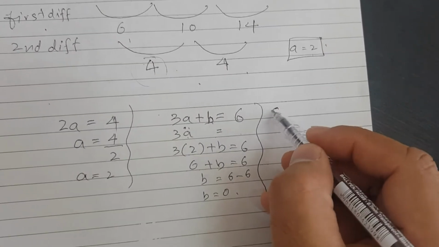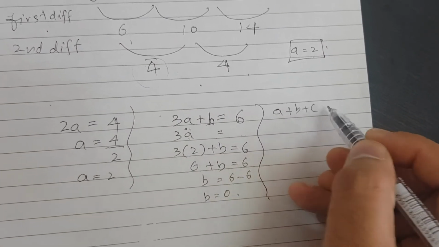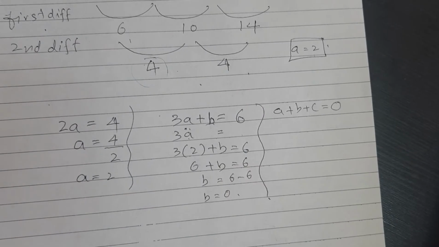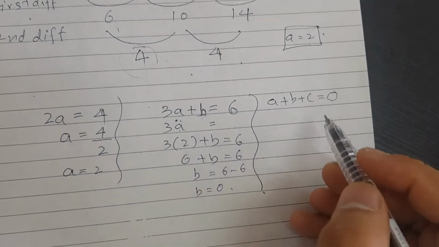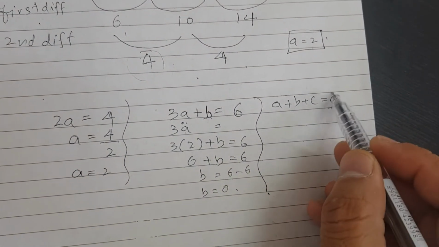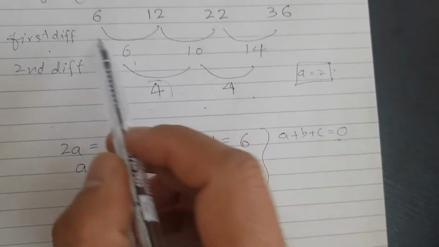I'm going to do c. I want to find the value of c. For finding the value of c, a plus b plus c, my third formula, is equal to 0. Now I place 0 here, but it's not 0 actually. I'll tell you what it is.